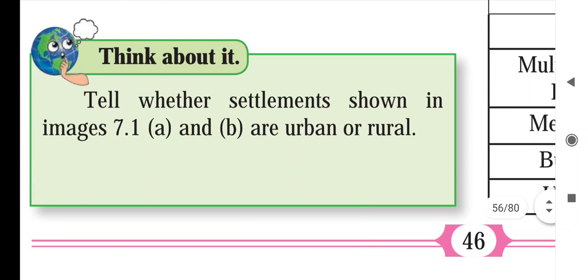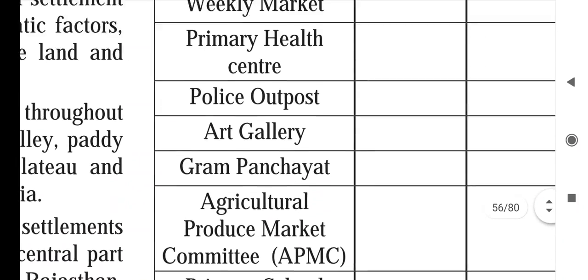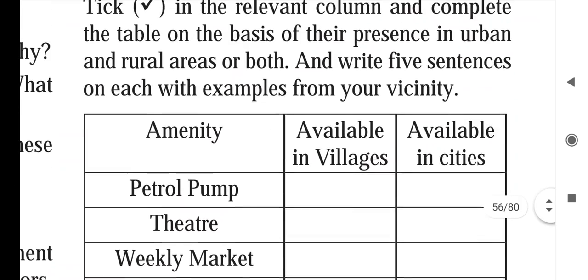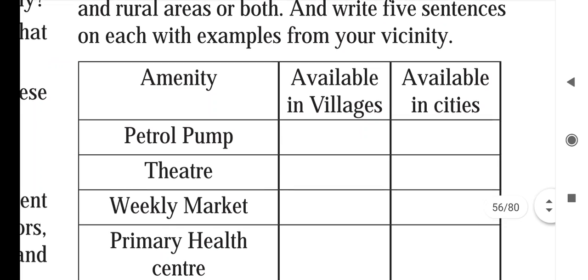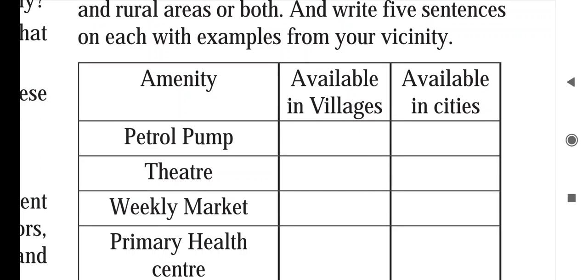Think about it. Tell whether the settlements shown in image 7.1a and b are urban or rural. So some places we have seen are urban and some are rural. So here one activity is given to the children. What is that activity? See, here some examples of amenities are given, and you have to tick mark whether they are available in villages or in cities.